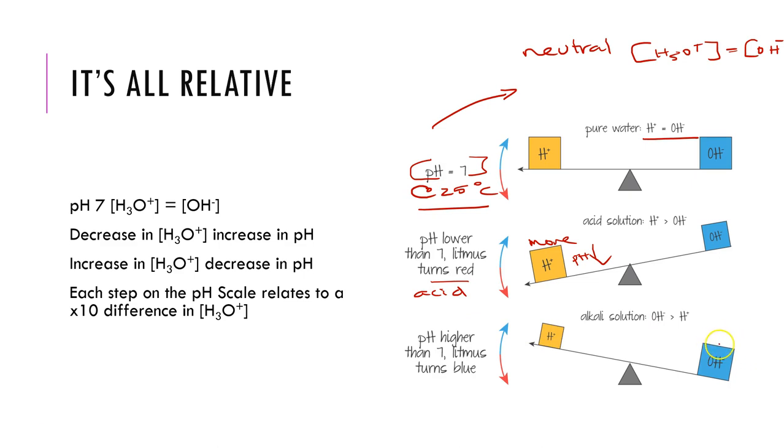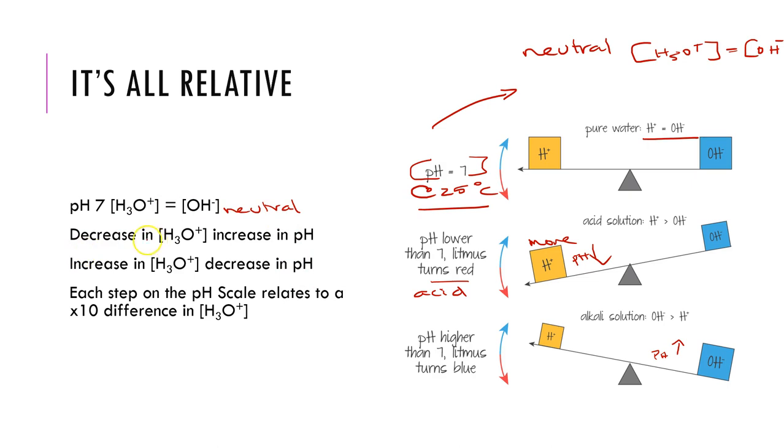If we have more OH-, i.e. the greater mass is on the OH- side, the pH will go up. The pH increases, indicating that it is a base, and litmus will turn blue. And these are our better definitions. So a neutral solution is one where H3O+ is equal to OH-.